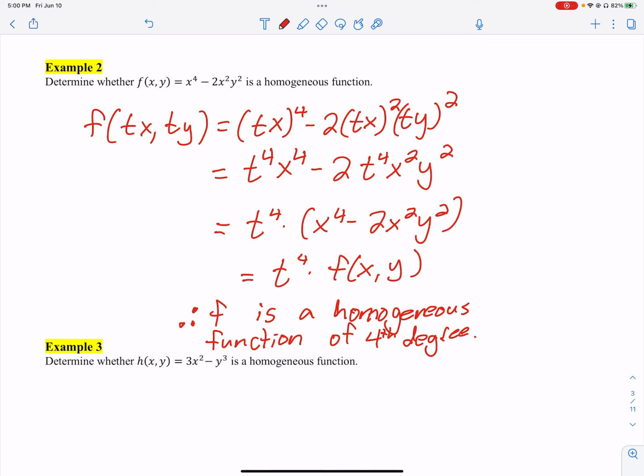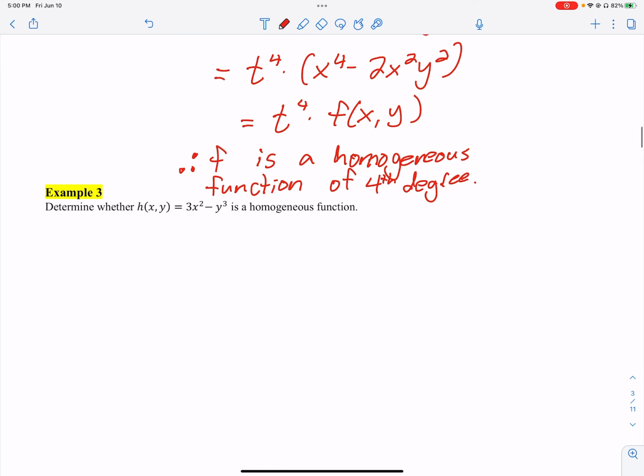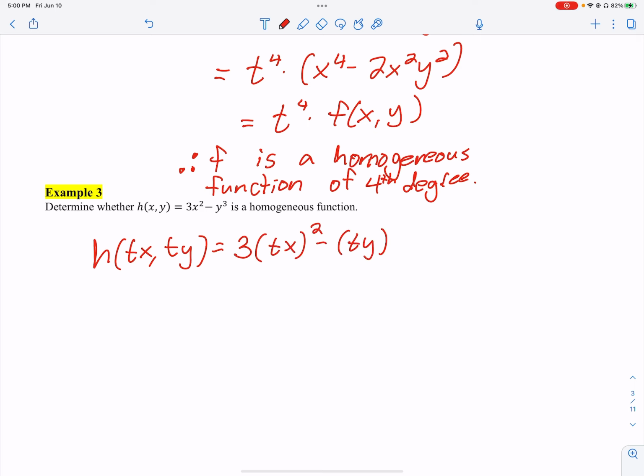Not too bad. The reason we're doing this is because we're going to use a homogeneous function to define a homogeneous DE, so we don't have to try to put it in terms of y and x. So let's look at example 3 here. I have h of x, y is that function, so don't let the h trip you up. Just h of tx, ty. And we just plug it all in. Nothing new. Squared minus ty to the third.